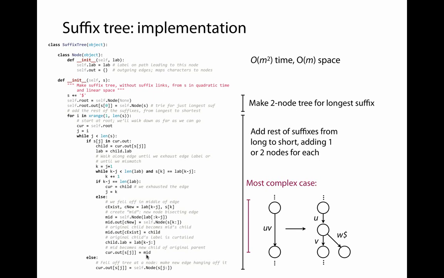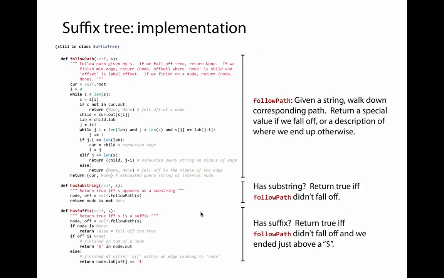That's the most complex case we have to deal with in this code here. So this slide is just the code for building the tree. We also have a function here for following a path down from the root of the tree. This function is the analog of the follow path function we already saw for the suffix trie. And again, this is a little bit more complicated than what we did for the suffix trie because the edges are compacted, so they might have string labels.